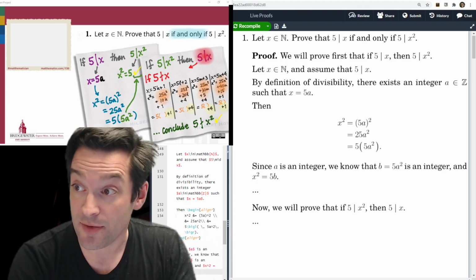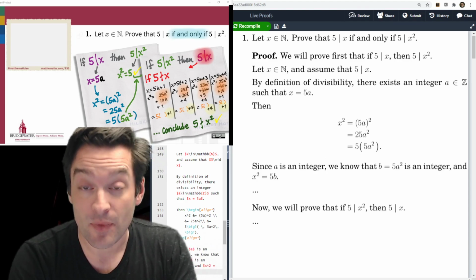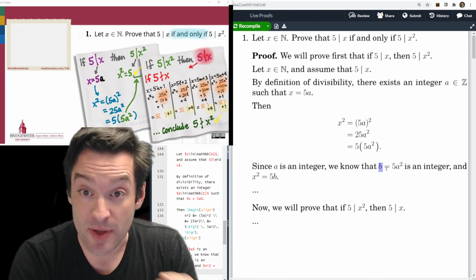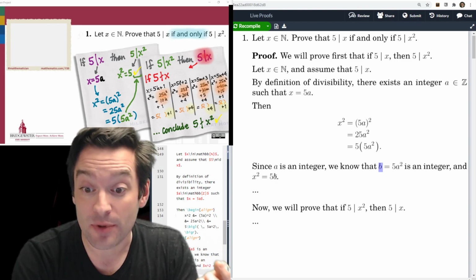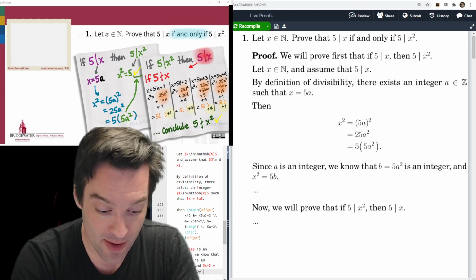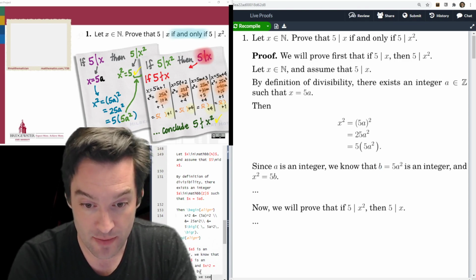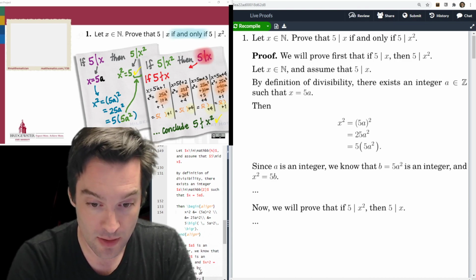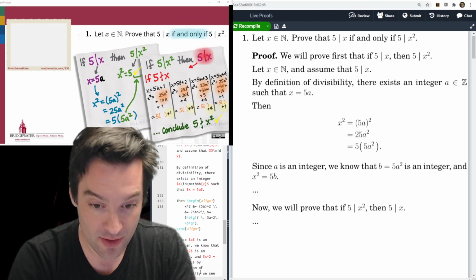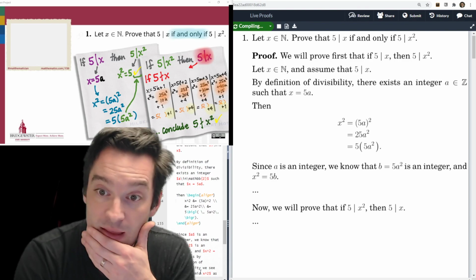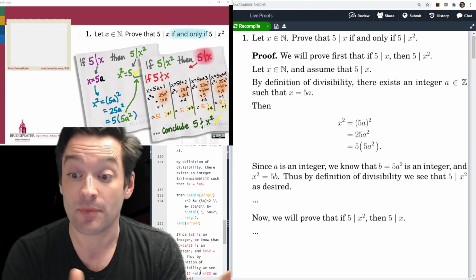So I'll write a sentence like this one. Since a is an integer, we know that 5a squared, which I'm going to give a new name, I'm going to call it b here, we know that b equals 5a squared is also an integer, and that x squared is equal to 5 times b, according to the calculation that we did above. Thus, by definition of divisibility, we see that 5 divides x squared as desired. And that completes the forward implication of this proof.